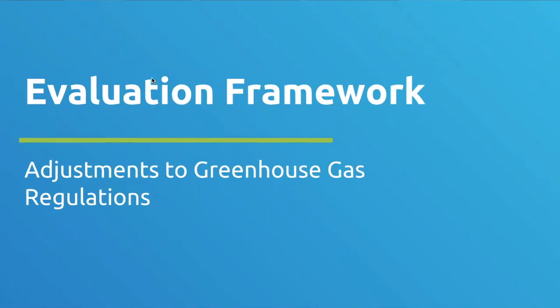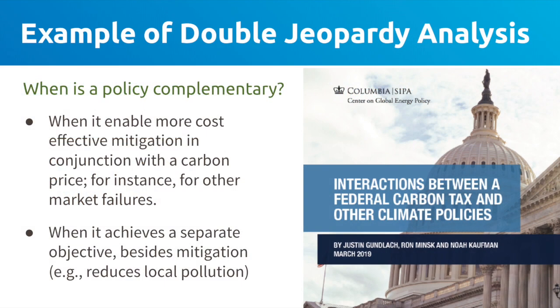All right, so I wanted to go through an exercise here where we look at how, when we're making a judgment, which of those regulations are redundant or complementary to a carbon price. So what's one framework for doing this? Just last week, our good friends Justin Gunlack, Ron Minsk, and Noah Kaufman put out a paper from the Columbia Center on Global Energy Policy, setting out this framework. They asked the question, let's look at the relationship between carbon pricing and these other regulations, and ask if those regulations are complementary to or redundant of a carbon price.